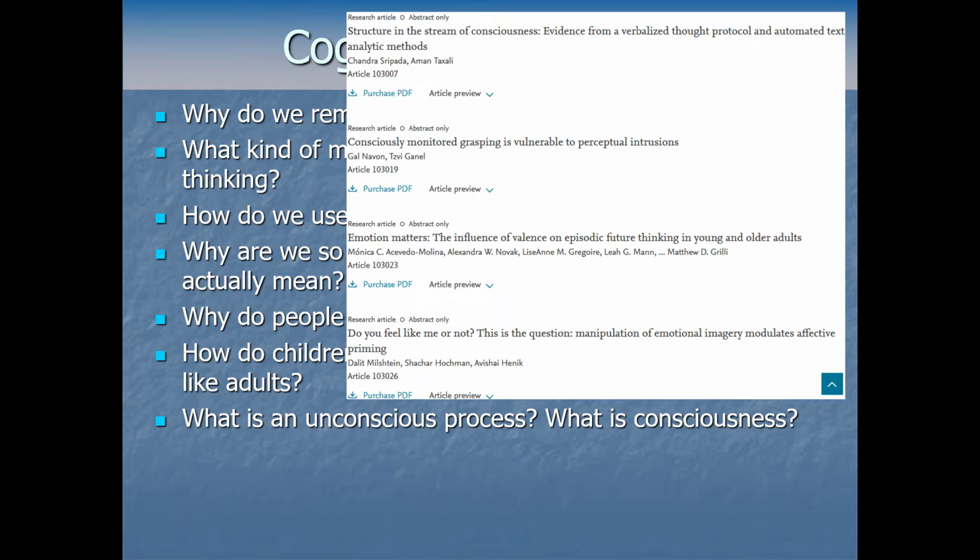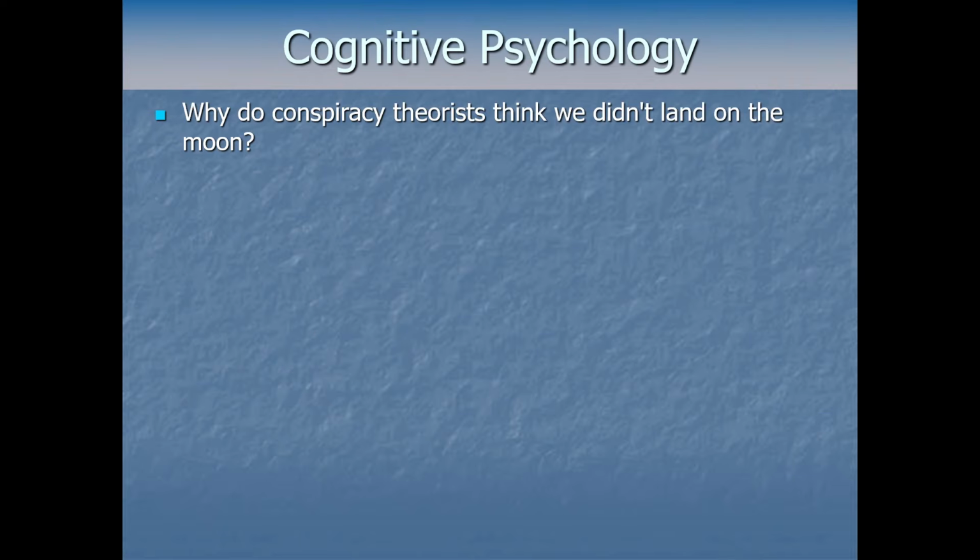Or you might see titles like Structure in the Stream of Consciousness, or Consciously Monitored Grasping is Vulnerable to Perceptual Intrusion, or The Influence of Valence on Episodic Future Thinking, and a bunch of other stuff. Just kind of the intersection of psychology with neuroscience and philosophy of mind, sort of an interdisciplinary way of doing cognitive psychology. Other cognitive psychologists might study beliefs, like why some people believe conspiracy theories and why misinformation catches on.